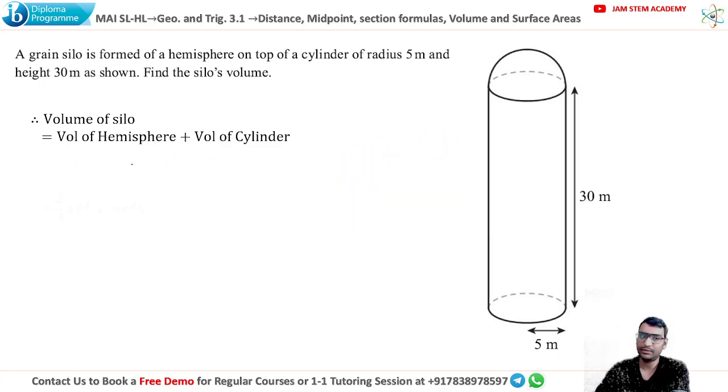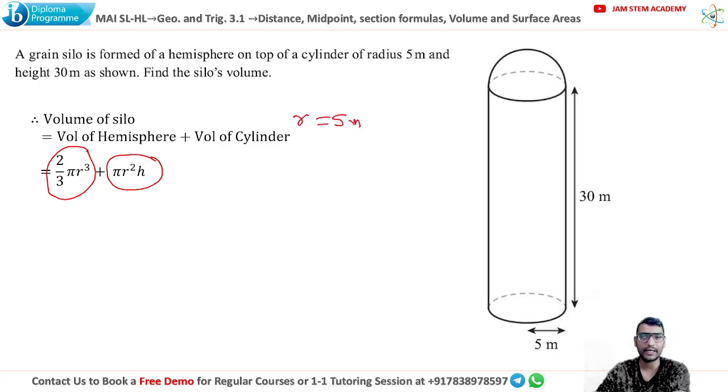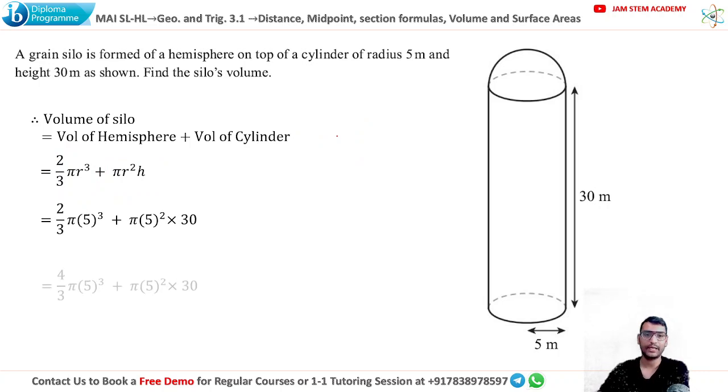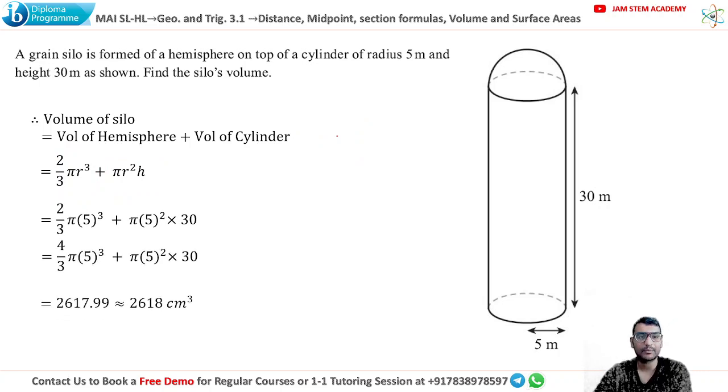So, what we have now? Volume of hemisphere, we already know the formula 2 by 3 pi r cube, and for the volume of the cylinder pi r squared h. Just plug in these values because r is already given as 5 meters and height h is already known as 30 meters. So, we will get our volume in this way, right? So, after simplifying it, it comes out as 2618 centimeter cube actually. It's meter cube. Everything is given in meters. So it is meter cube. Okay.